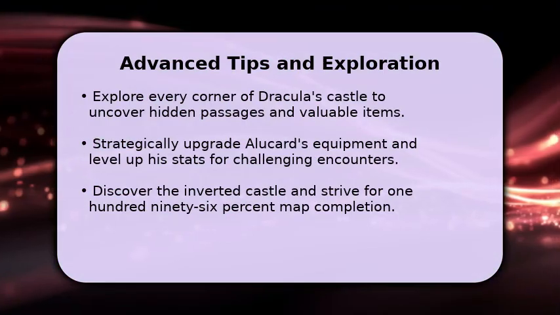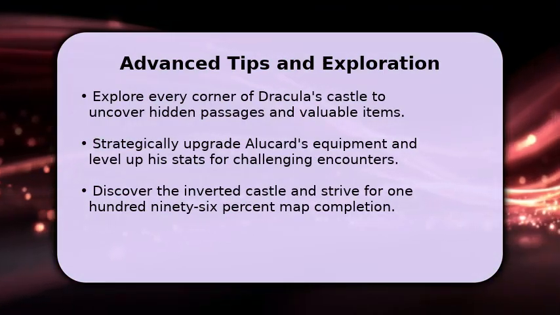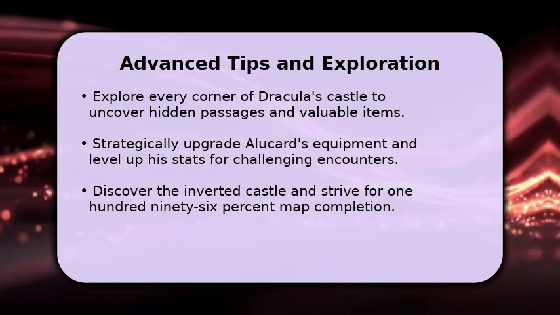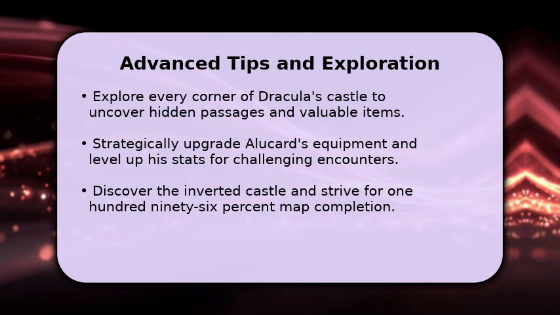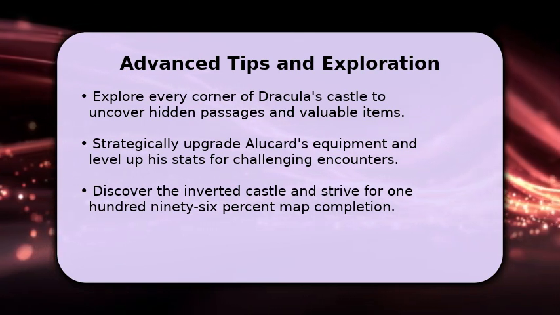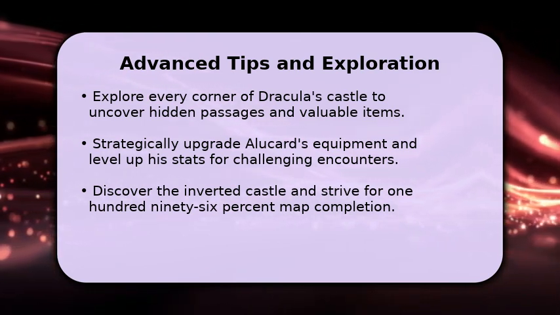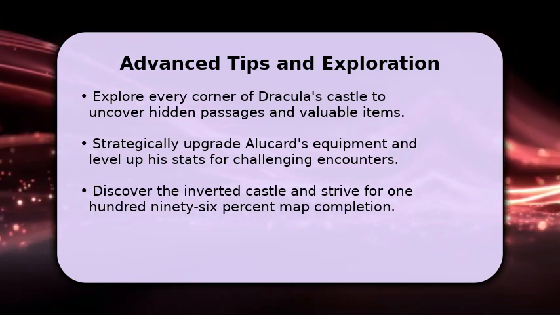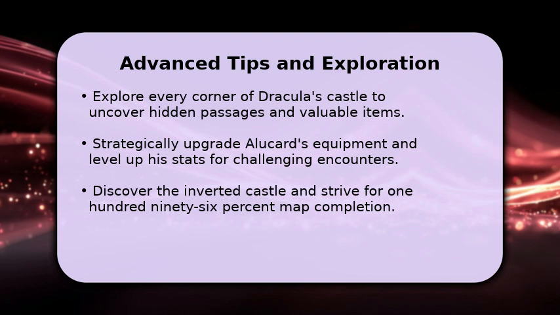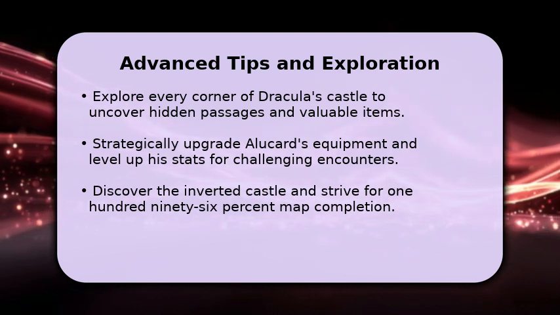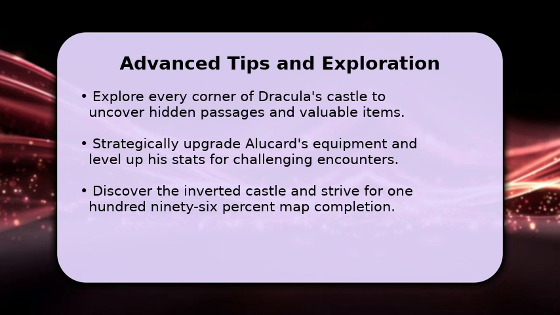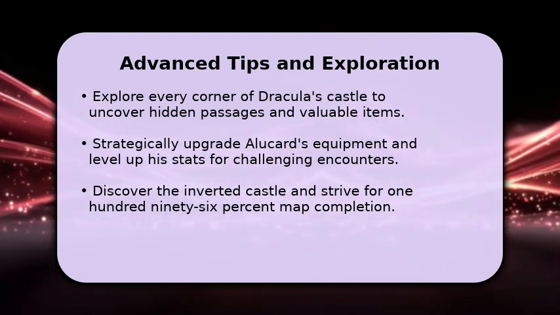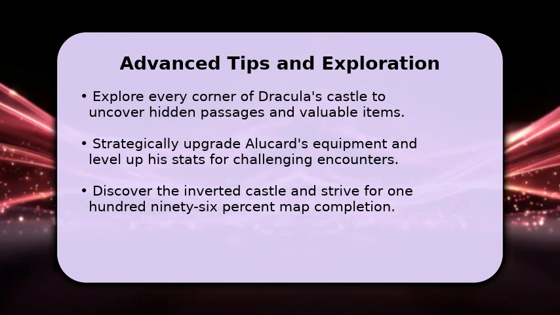To truly master Castlevania Symphony of the Night, thorough exploration is key. Don't rush through areas. Instead, search every room for secrets, hidden walls, and powerful new equipment. Pay attention to Alucard's statistics and upgrade his gear regularly to prepare for tougher enemies and bosses. Remember to seek out the inverted castle, which doubles the game's size and challenges. Aim for a high map completion percentage, perhaps even 196%, to unlock all the game's mysteries.